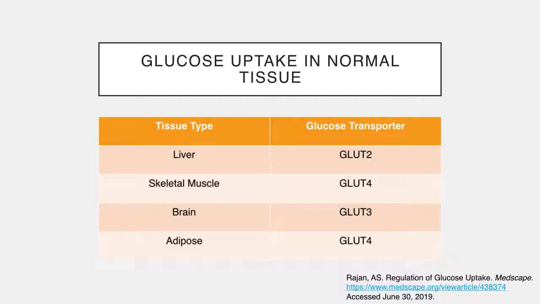To answer the first question in this case, I will review normal glucose uptake regulation in 4 different tissue types. The liver, which is provided glucose by the GLUT2 glucose transporter. The skeletal muscle, provided with glucose by GLUT4. The brain, provided with glucose by GLUT3. And finally, the adipose, also provided with glucose by GLUT4, similar to the skeletal muscle.